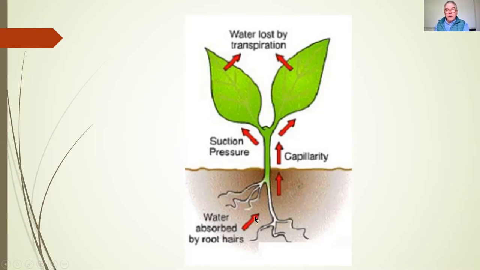This whole process of moving water from the roots to a gas state through the stem, in through the leaves, through the plant leaf into the atmosphere where it becomes a gas is called transpiration, a transference of H2O molecules from a liquid state in the soil to a gas state in the atmosphere.